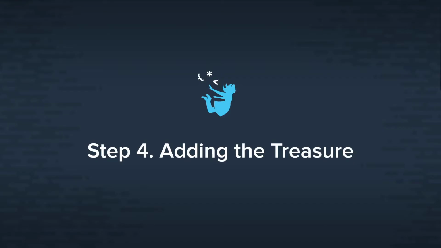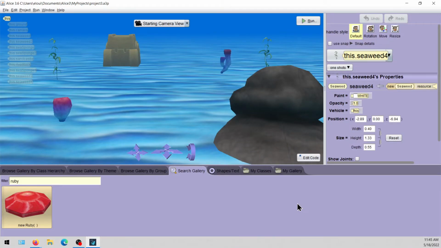Step 4. Adding the treasure. We will be adding 5 treasures, as in 5 gems. Make sure they are in locations that are not too obvious, but are also easily reachable.